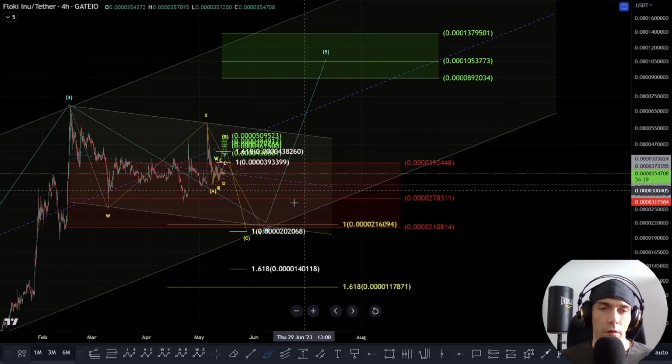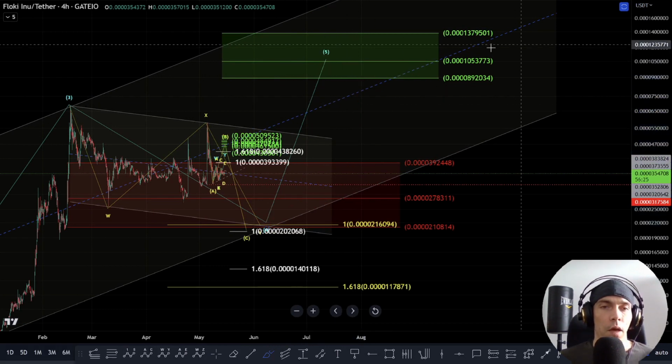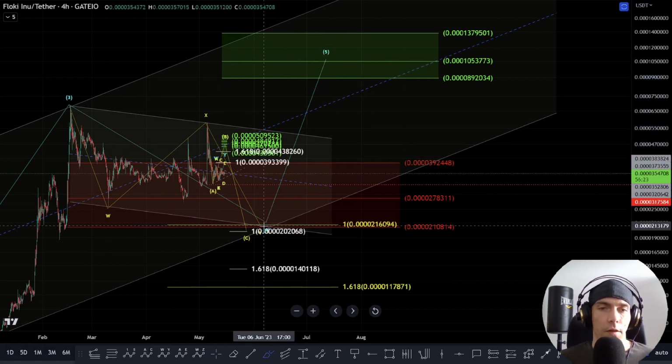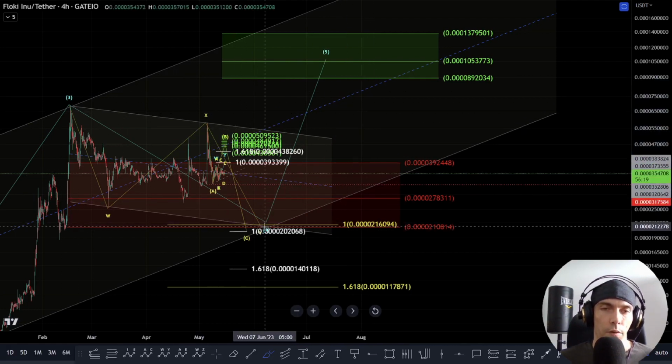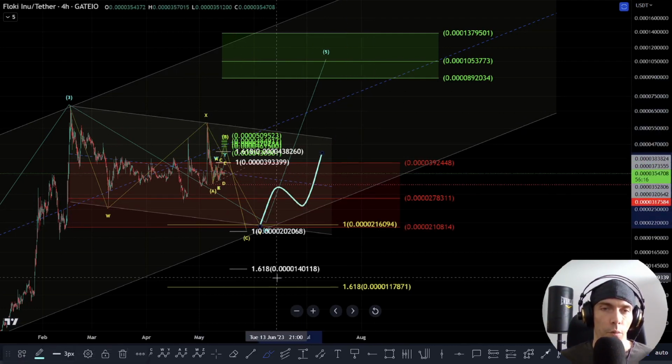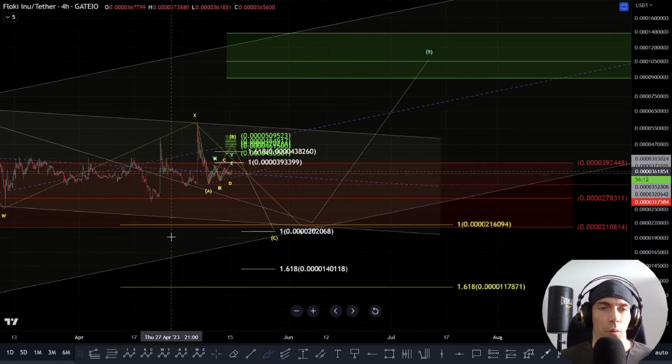If we do find support in this zone, what we could then see is continuation to the upside in a 5-wave move. But it's going to be important here to see whether we get this 5-wave structure to the upside developing. Failing to actually develop a 5-wave move here and just getting a 3-wave move to the upside could then indicate that we actually start to break down in a bigger way here.